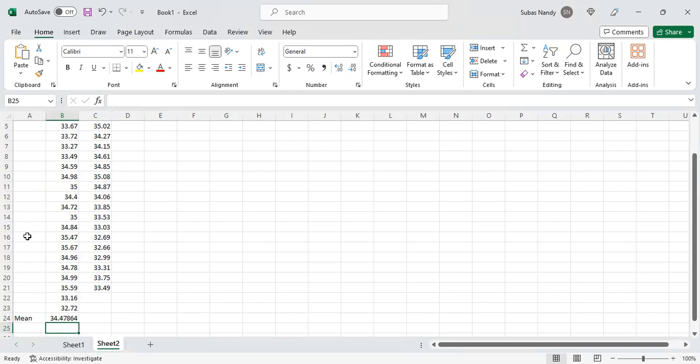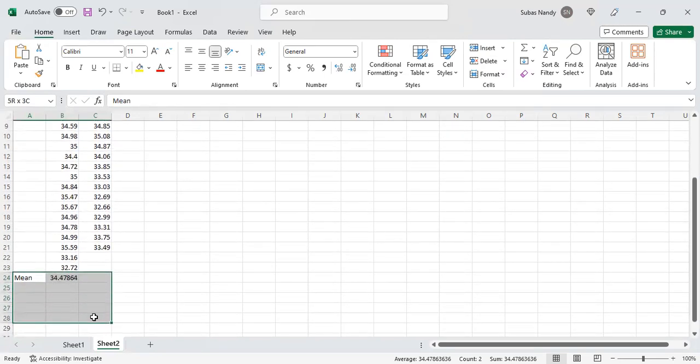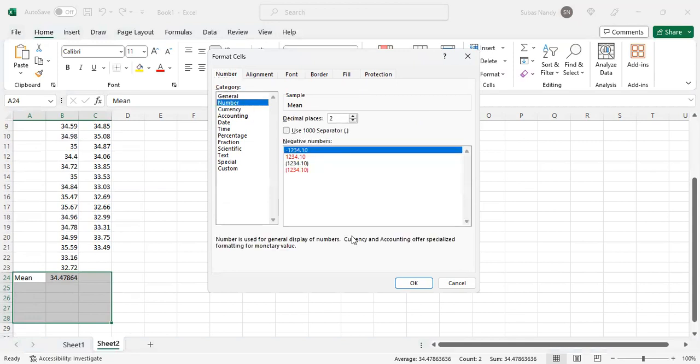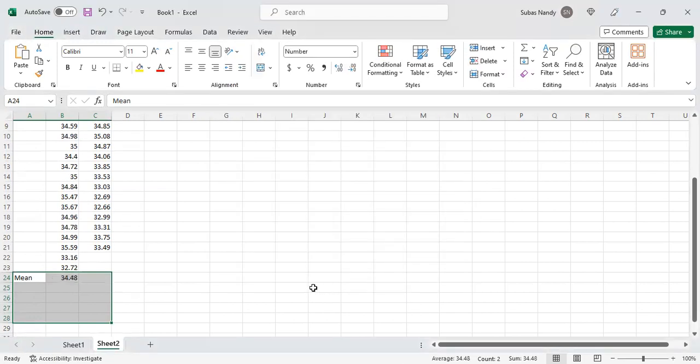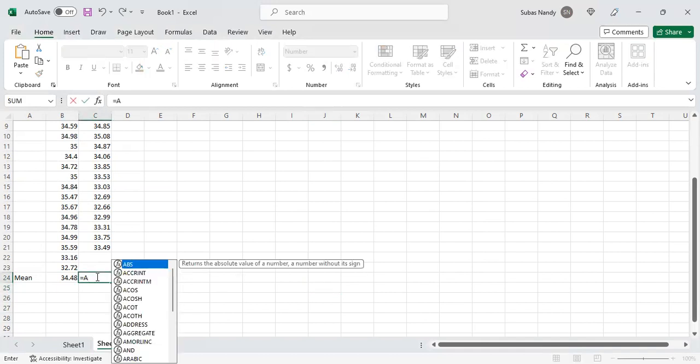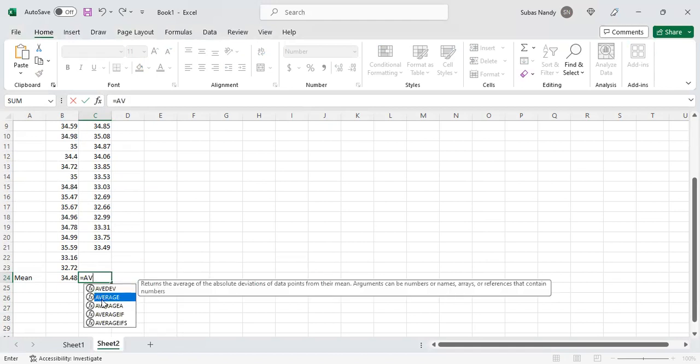if I round it to two numbers, so let me fix the decimal to two places. Actually, let's fix all of these to two decimal places. So we go to number, two places of decimal, and say okay. So the mean price for the month of May is 34.548.